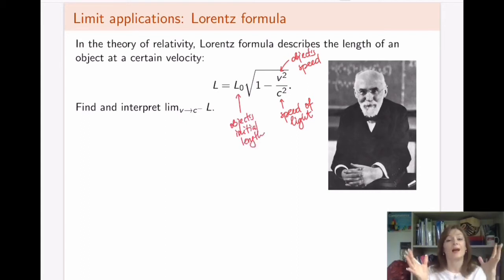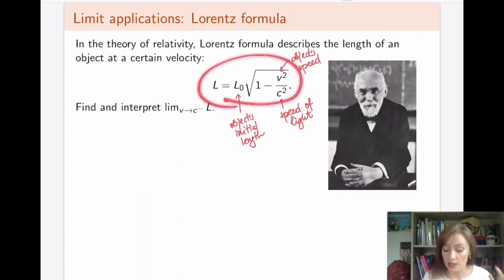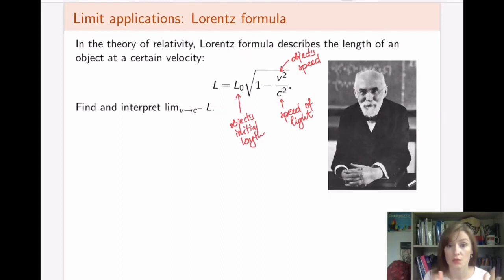So let's say I take an object, my car, and it starts traveling faster and faster. What the question is asking, and what the formula is actually giving us, is the length of the car as perceived by an observer as it moves at a certain speed. Now, the question isn't actually asking to compute the length at a certain speed. It's asking to compute the limit of this length as the velocity approaches the speed of light.